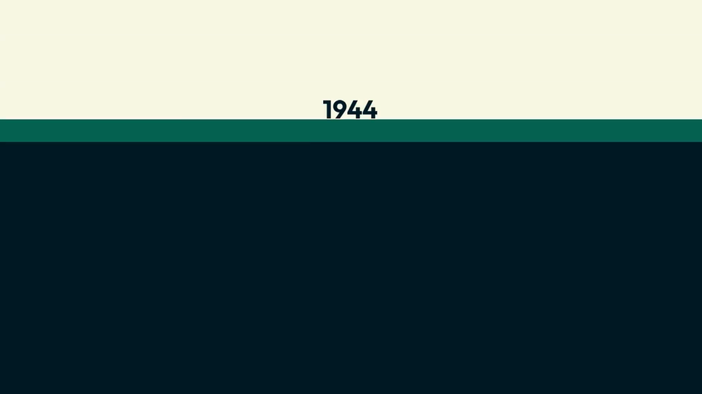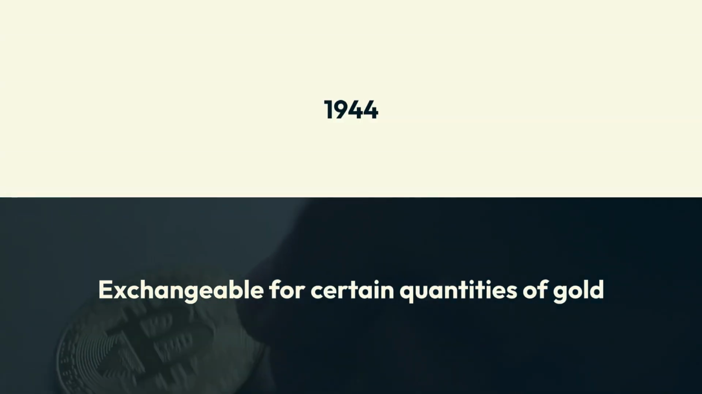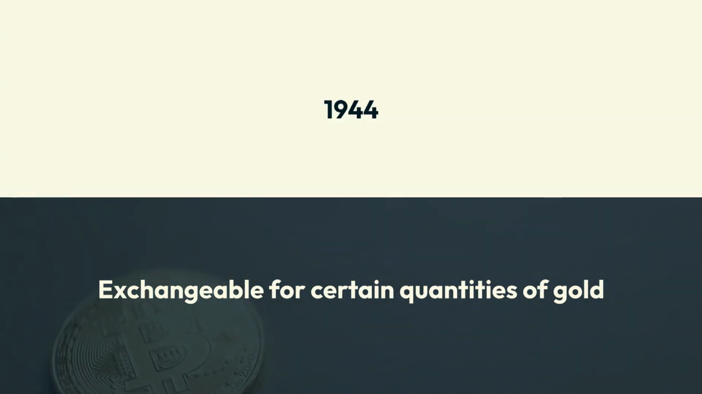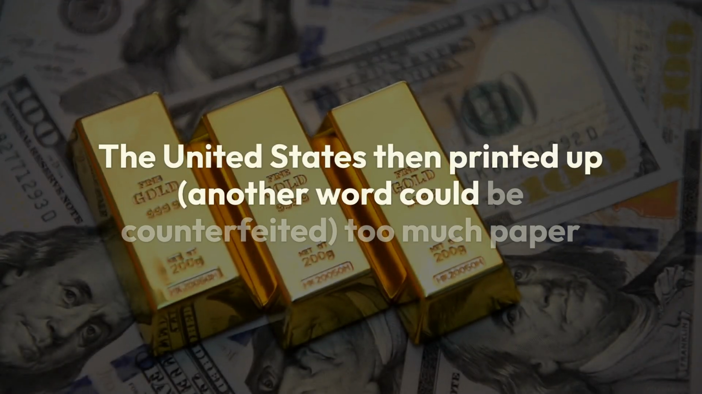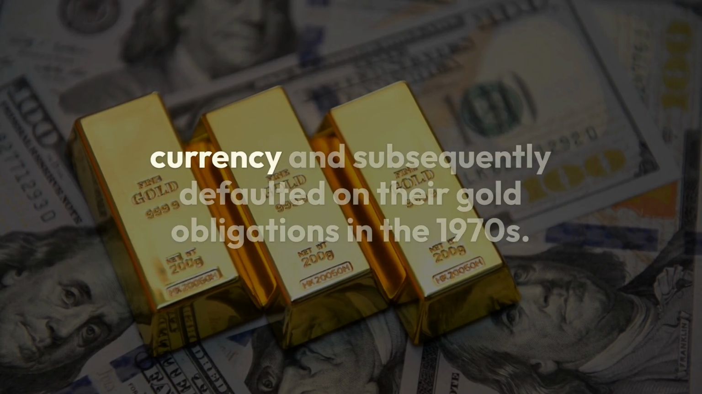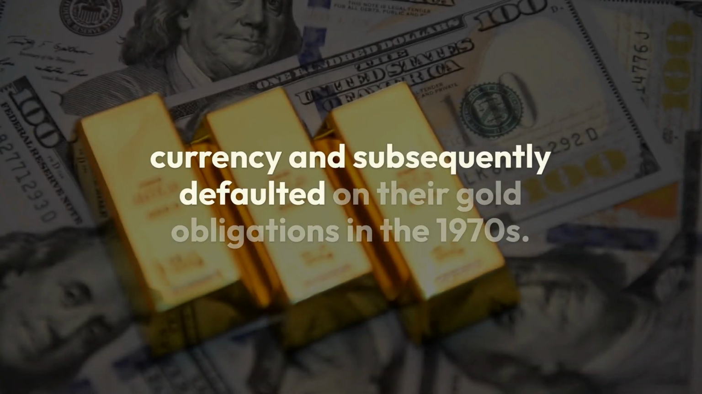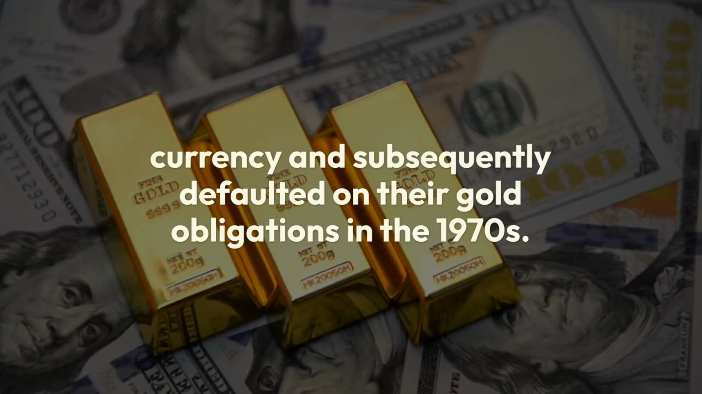So wait, all the modern currencies were linked to the United States dollar in 1944, which was exchangeable for certain quantities of gold. The United States then printed up, another word could be counterfeited, too much paper currency, and subsequently defaulted on their gold obligations in the 1970s.